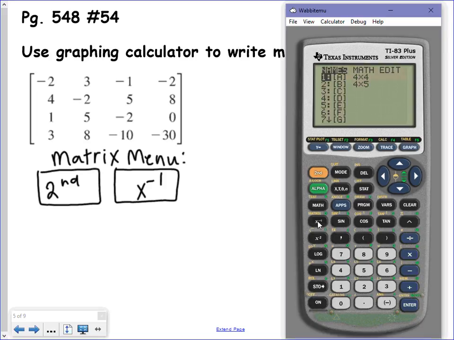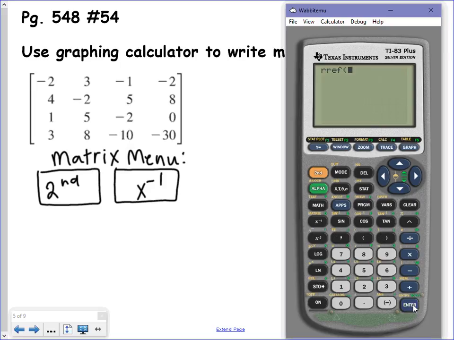And this time, math is what you want. It will tell you all the things you can do. We'll eventually use this determinant, but you want to scroll down or scroll up. A is reduced echelon form, A is row echelon form, B is reduced row echelon form. Since I asked for reduced row echelon form, hit enter for reduced row echelon form.